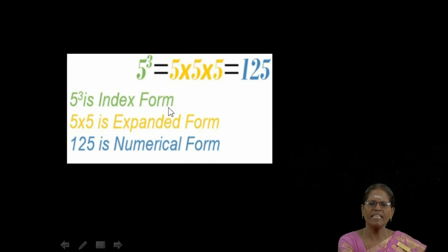Now we can see the three forms. When we say 125, it is numerical form, just a number. When we say 5 into 5 into 5, it is an expanded form of a number. A number 5 is multiplied by itself 2 times. When we say 5 cubed, it is in index form. Here 5 is the base and 3 is the index.